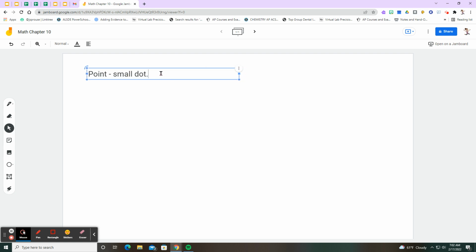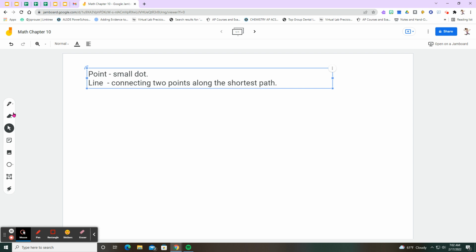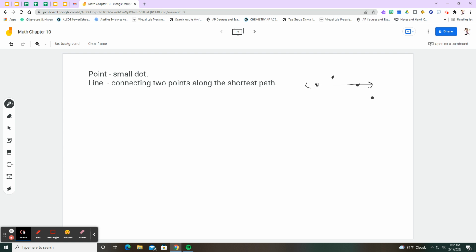And then we have a line, and a line is going to be connecting 2 points along the shortest path. So we're just taking 2 points and connecting them together. So just as an example, that would be a point. A line would be, here's a point, here's a point. We are connecting those 2 points together. Okay, that would be a line.